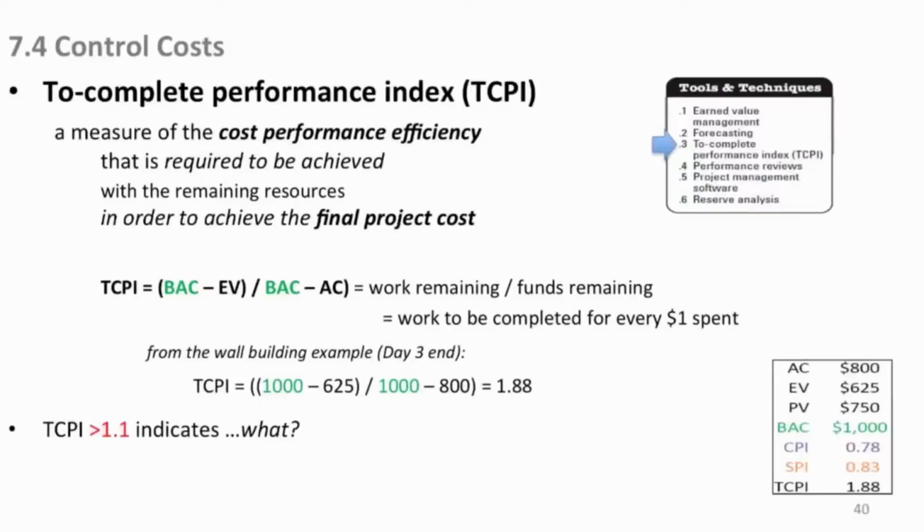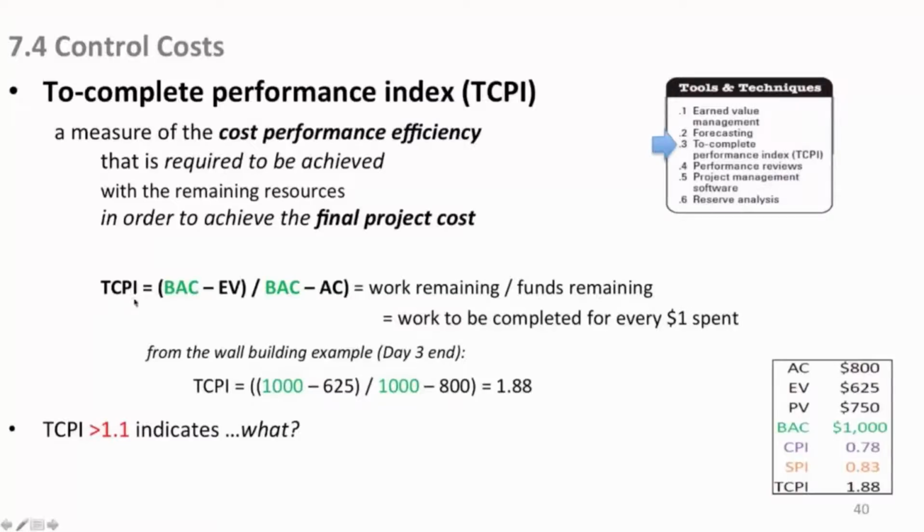Okay, now we're going to look at another performance indicator, which is a great value, and it's called the to complete performance index, TCPI. Again, either the abbreviation or the full word, you might see those. So this is a measure of the cost performance efficiency that is required to meet an objective in the end, to meet the final project cost. And it is more or less like a burn rate kind of thing, and we'll see this right here.